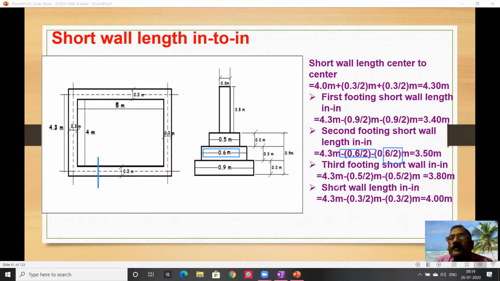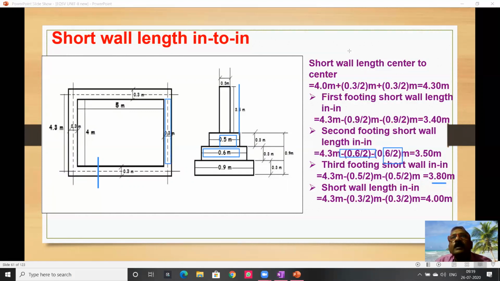Similarly for third footing, 4.3, you have to take 0.5 meters by 2, 0.5 meters by 2, you got 3.8 meters. And the short wall length, and this wall height is 3.5 meters, right? So this is 4.3 minus 0.3 by 2, 0.3 by 2, 4 meters. That is the clear span. From here to here, we have to calculate this value.